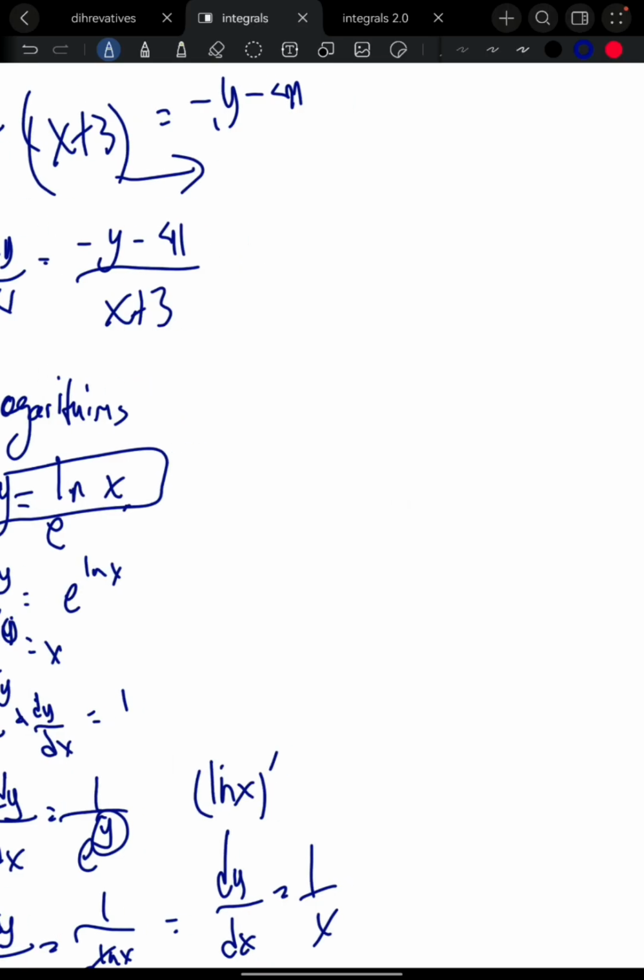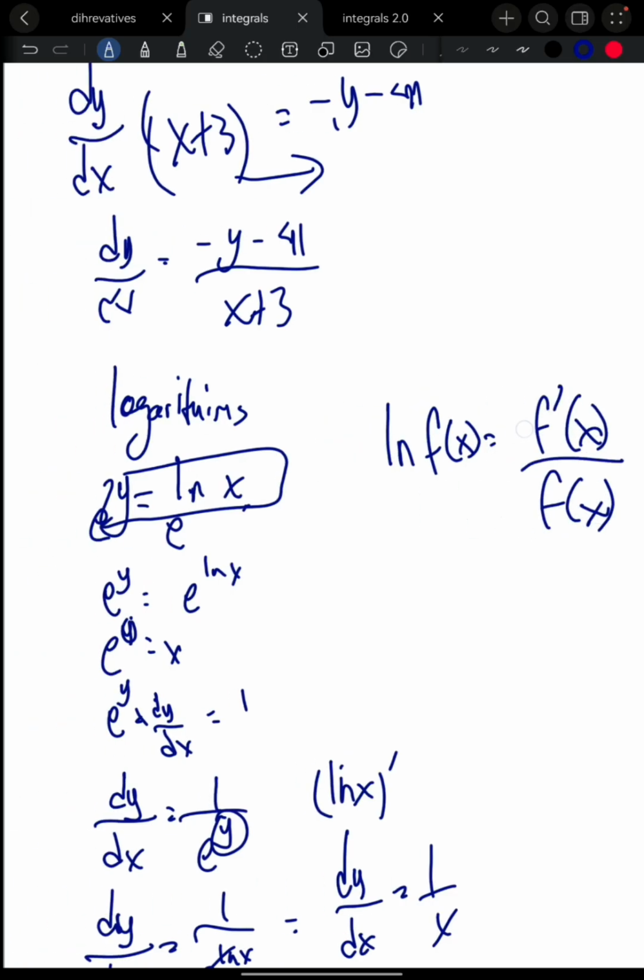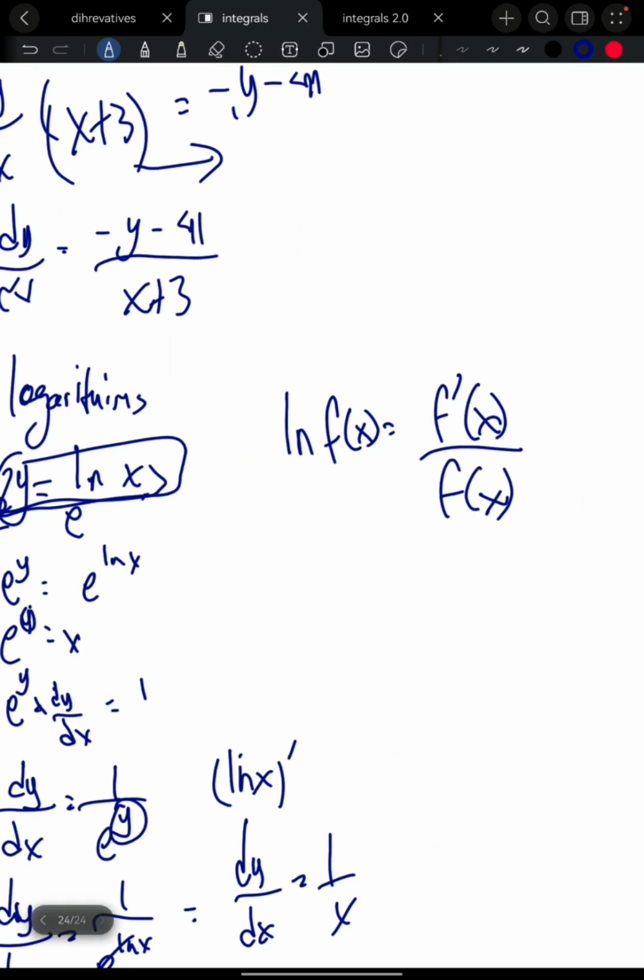You could do the same thing for any, let's say you have ln of f of x. This is just going to be f prime of x divided by f of x. And if you want to know the proof, just use the same method. Instead of y equal to ln of x, just use y equal to ln of f of x, and it's going to be the same answer, but I have no time to do it right now.